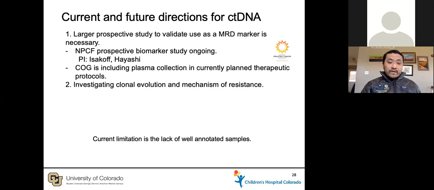The unfortunate thing with sarcoma research is that samples are very, very hard to come by, and there's a lack of metastatic and recurrent patient tumor samples. So this is right now viewed and positioned as a way to look for mechanisms of treatment resistance and clonal evolution in sarcomas. And really, right now, the current limitation is not necessarily the technology or the science, but more the lack of well-annotated samples.